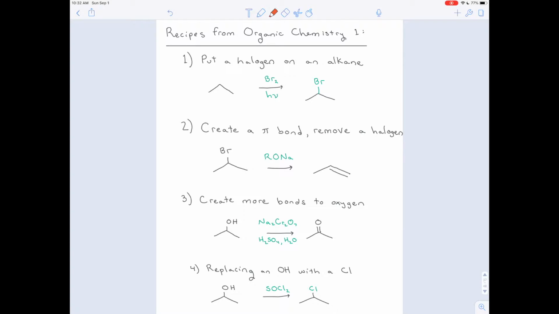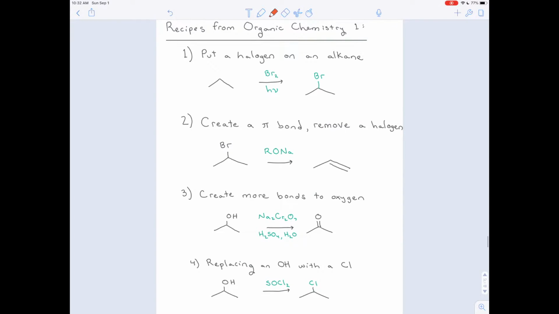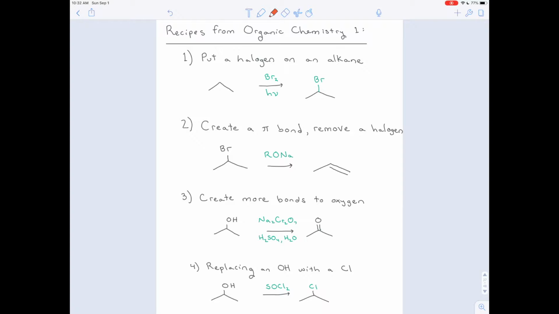So here are some recipes. There's around 7 of them that you would want to know in order to be able to synthesize the kinds of molecules that you may get asked about in this ether chapter. I'll make separate videos that explain how each of these reactions work, but for right now what you want to know is what the recipes are and what they do.